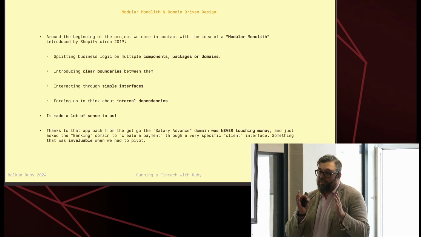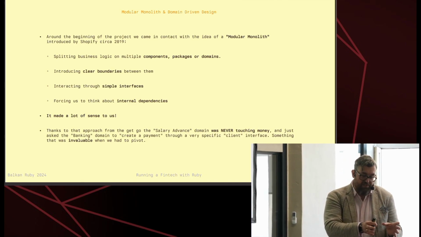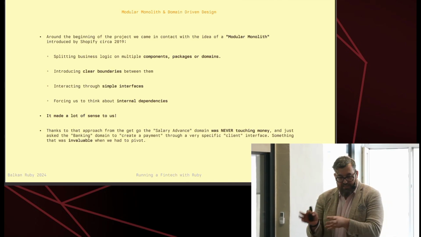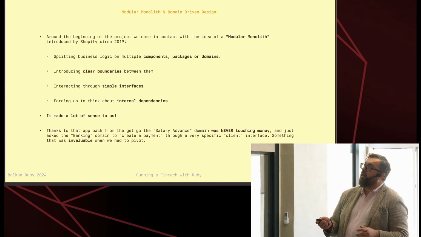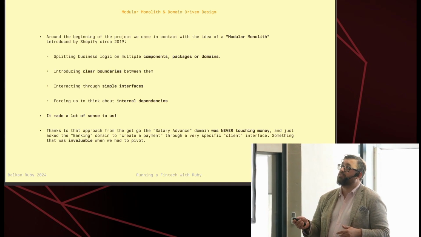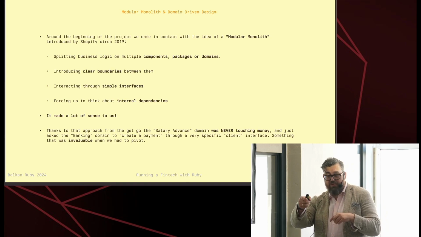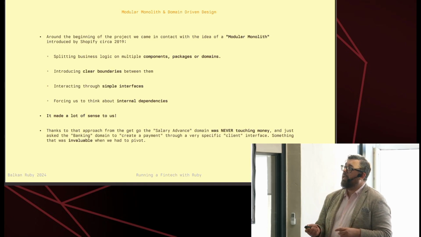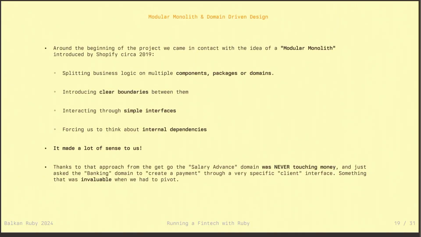Then you introduce clear boundaries. So you say, this is the component, this is its business logic, this is its role, and this is another component with another role, and these are separated. But in order to be functional, they have to communicate between them. So you build simple interfaces, so one component can interact with another in a very specific way. And that forces you to realize, oh, this component depends on these two others, and therefore changes in this one can affect these other two.